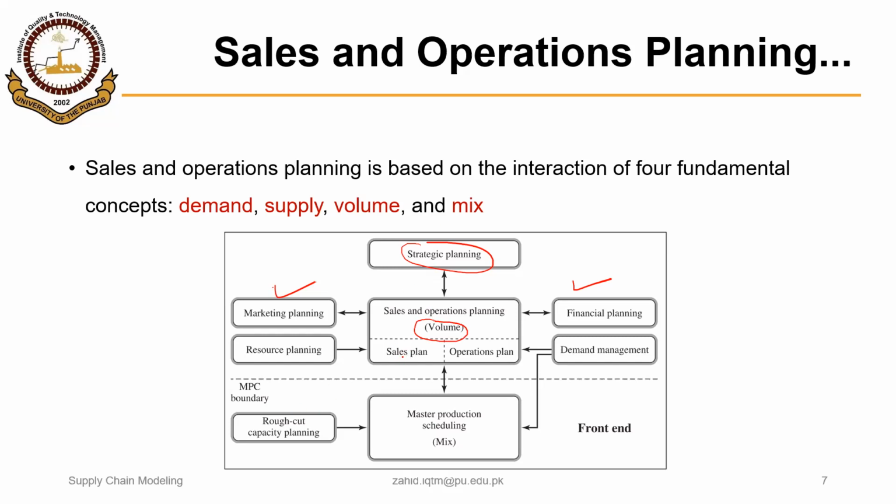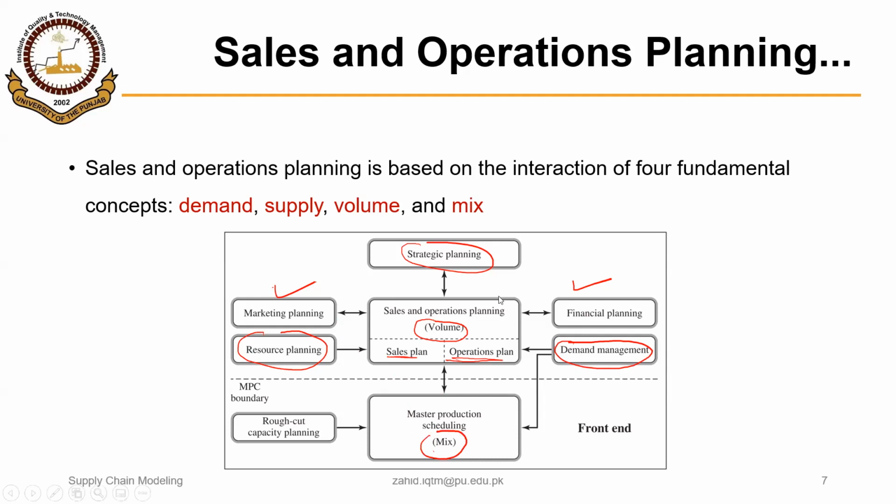S&OP, as a result, guides the sales plan, that is the output actually of S&OP, and operations plan. And two very important inputs to this S&OP process are resource planning, whether we have sufficient resources to meet this sales and operations plan. And the other is demand management, that actually contains the customer orders, confirmed customer orders, and the forecasted orders. Now, this sales and operation plan further drives master production schedule that focuses on the mix.